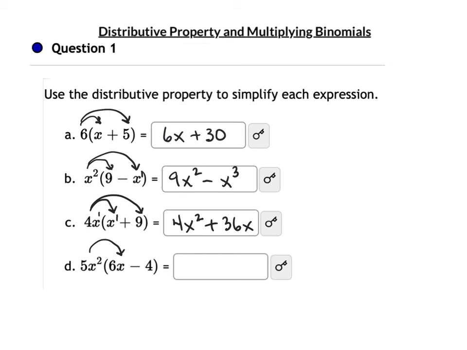5x squared times 6x, that's x to the first, that's 30x cubed. Notice I added my powers, 2 plus 1 makes 3. And 5x squared times negative 4 makes negative 20x squared. When I take 5x squared times positive 4, there are no x's there, so x squared just stays x squared.